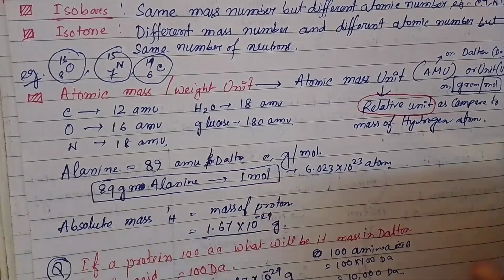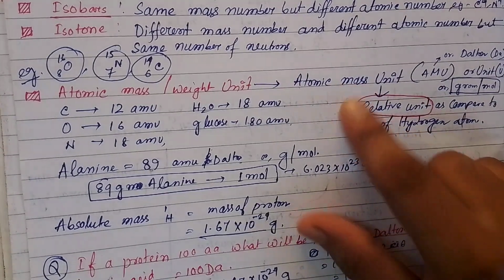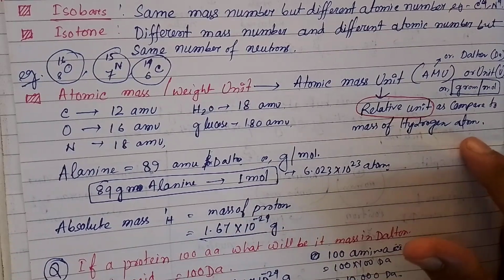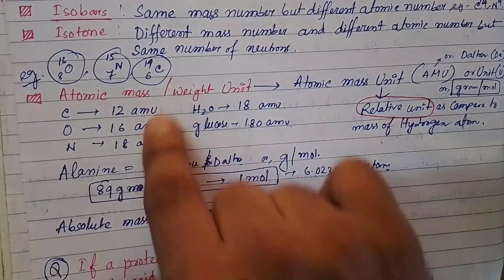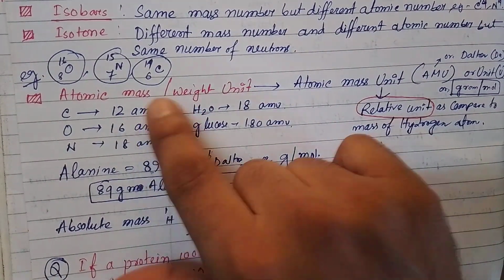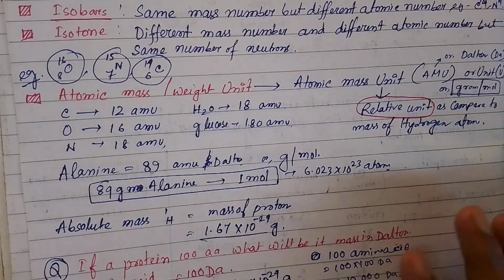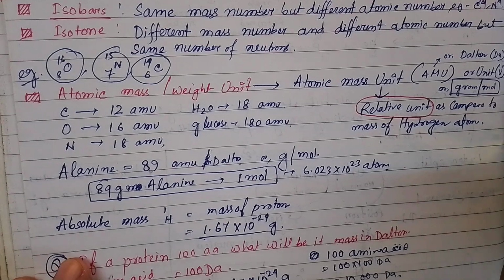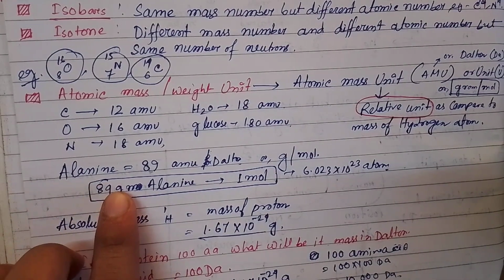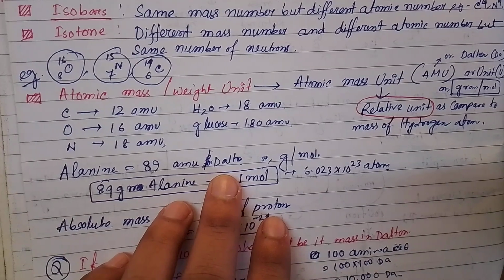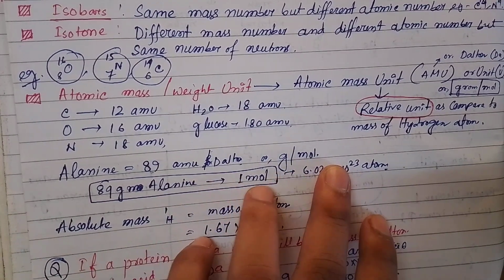180. And what is the relative unit? This mass number is a relative unit compared to the mass of a hydrogen atom. So the atomic mass unit is a comparison to the hydrogen unit. Okay, now the concept is coming. Alanine is 89 AMU or Dalton, or you can say gram per mole.